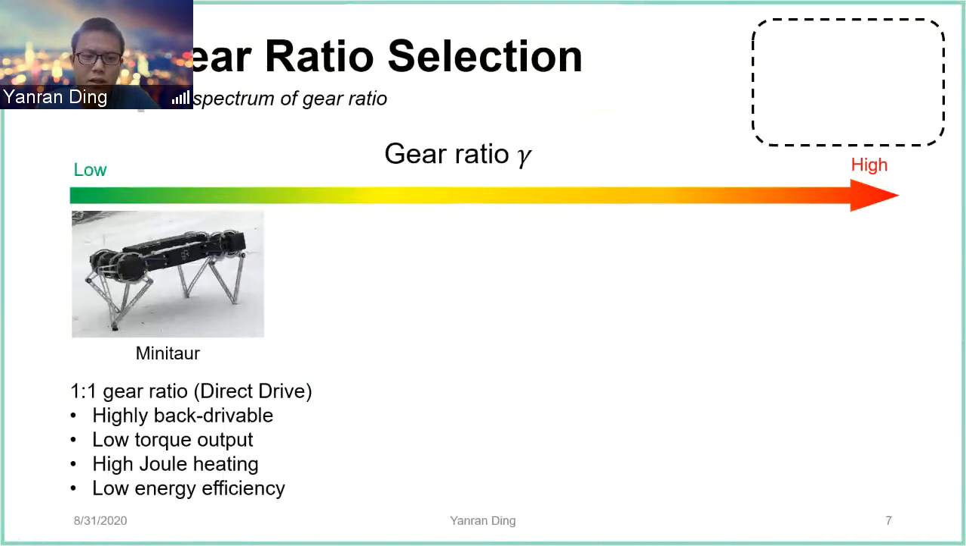This design is highly back-drivable. However, it has really low torque output, and because it's operating constantly in the low speed regime, it dissipates a lot of heat, which results in low energy efficiency.